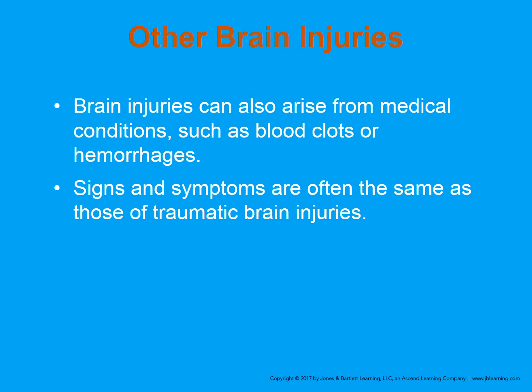Other brain injuries can arise from medical conditions, blood clots, hemorrhages. We're thinking of stroke, right? Cerebral vascular accidents. Signs and symptoms are often the same as those of traumatic brain injuries. So consider the severity and the way that we think about a stroke: it's time critical, the mortality rate is high, and there are quality of life issues. The same type of sense of urgency applies with a traumatic brain injury.